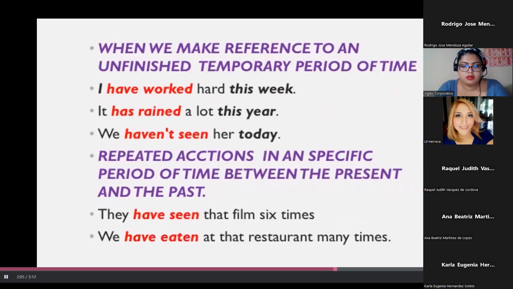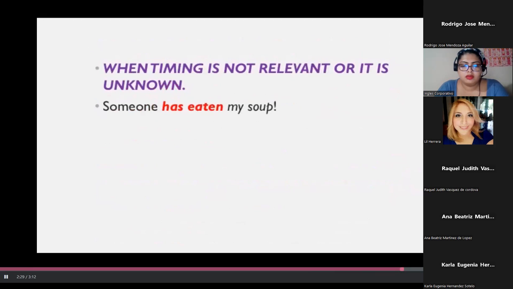When we want to make reference to an unfinished temporary period of time: I have worked hard this week. It has rained a lot this year. We haven't seen her today. Repeated actions in a specific period of time between the present and the past: They have seen that film 6 times. We have eaten at that restaurant many times. When timing is not relevant or it is unknown: someone has eaten my soup.